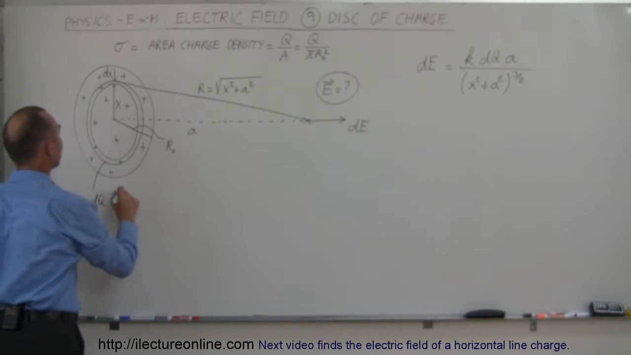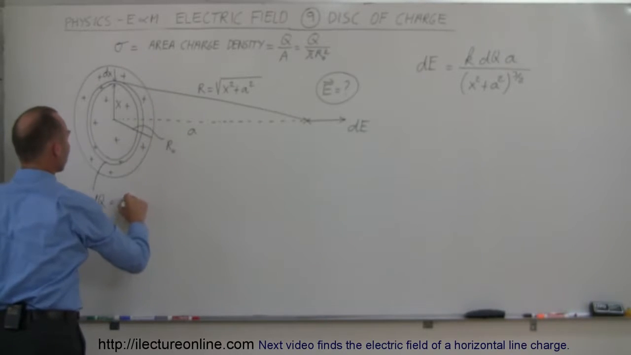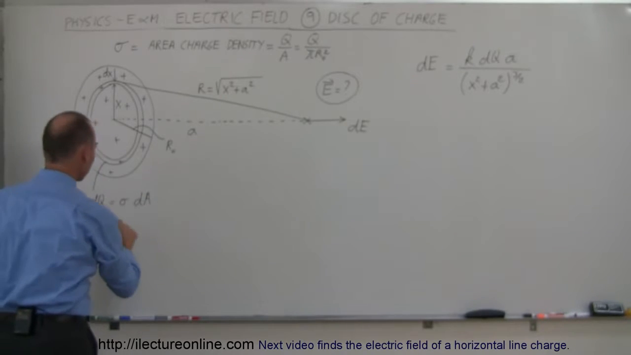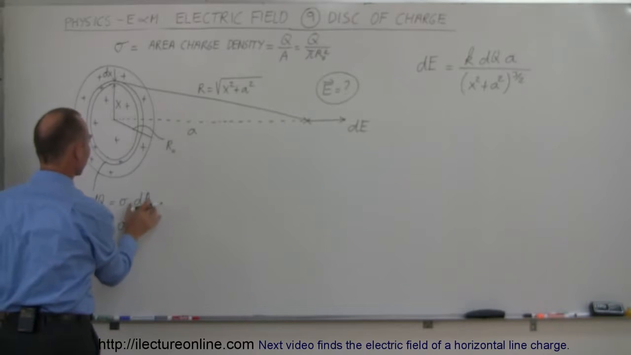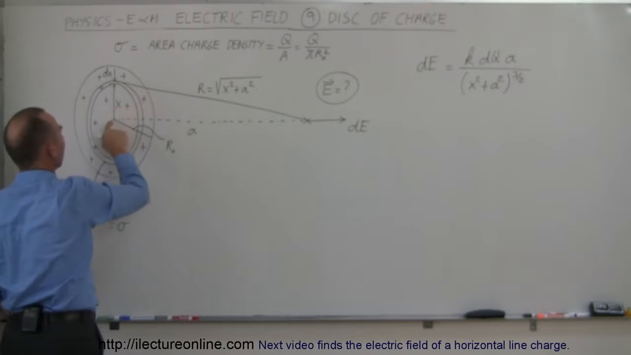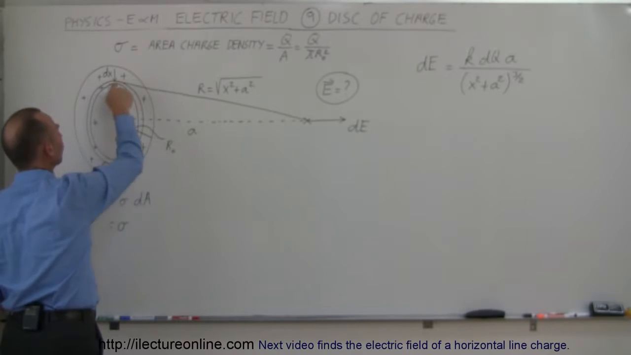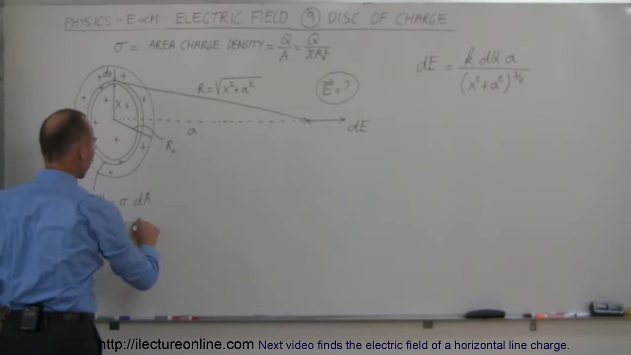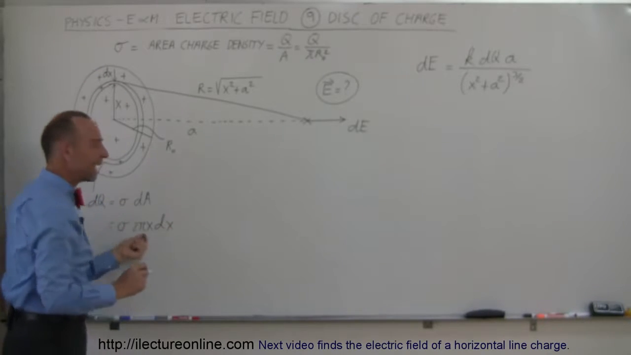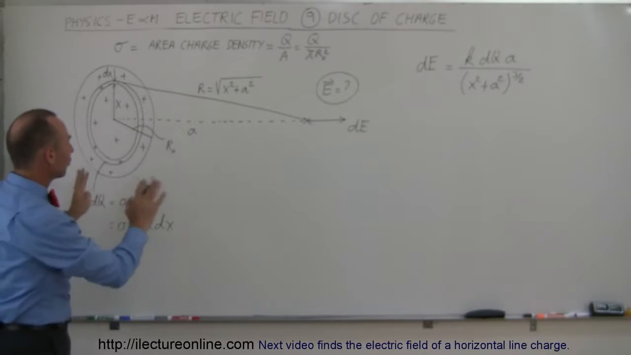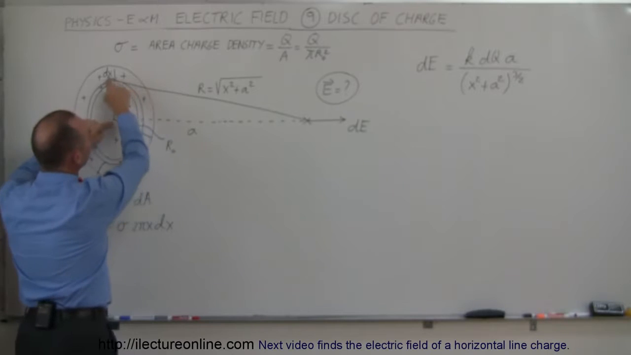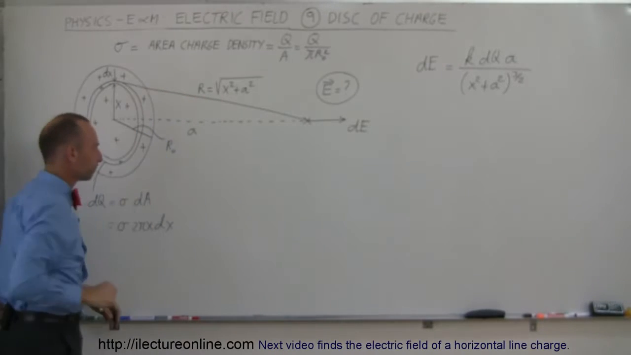Well, the dq is equal to the area charge density times the area of the little ringlet, which we'll call dA. And so this is therefore equal to sigma times the area of the little ringlet, which is going to be the circumference, which is 2 pi x. X is the distance from the center of the disk to the little ringlet, so that would be 2 pi x for the circumference, times the thickness, which is dx. Notice I used the variable x for the radius of the little ringlet, so not to be confused with the full radius of the disk, and not to be confused with this distance right here.